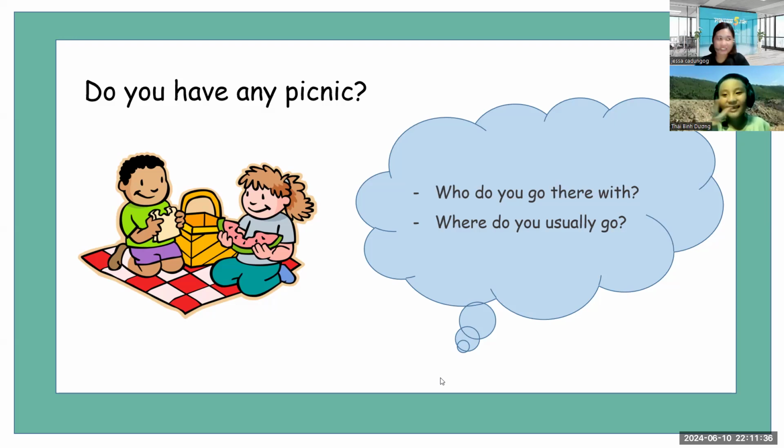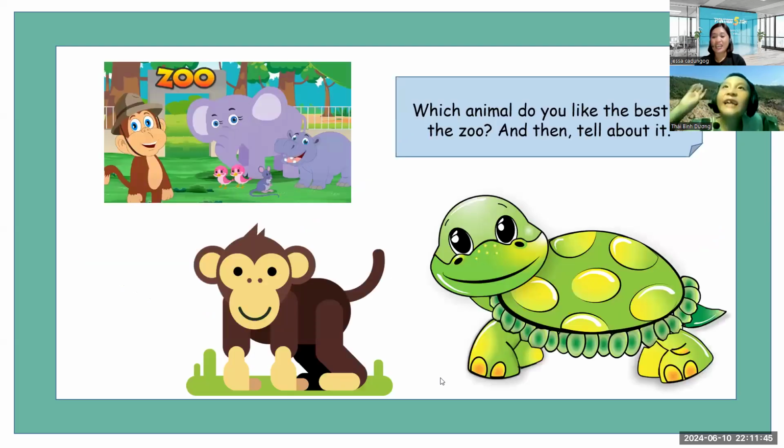What was the last one? Cake. Oh, it's so yummy. And there's still one more? Fruits. Yes. Okay, we love to eat fruits. Now here, Tony, which animal do you like the best in the zoo, Tony?